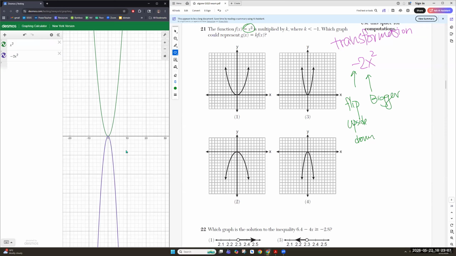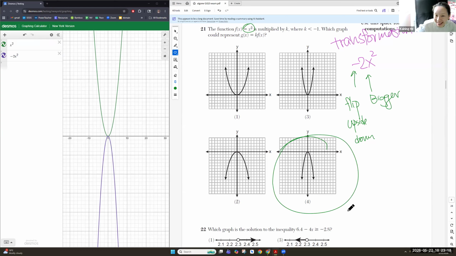Smaller, narrower picture. And then did it go up or did it go down? It went down. So the answer is 4. There we go, that's how you choose it. We're going to use the Desmos graphing calculator for this, so it'll be easy. If not, then you have to understand that you are flipping it upside down and making it narrower. So choose number 4. But if you don't remember, use the Desmos graphing calculator.